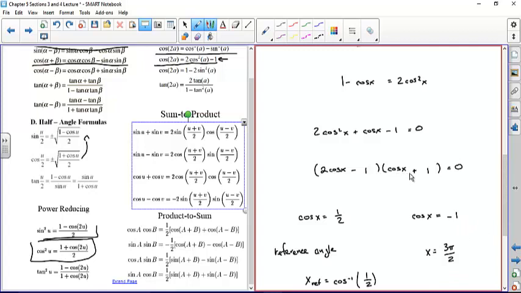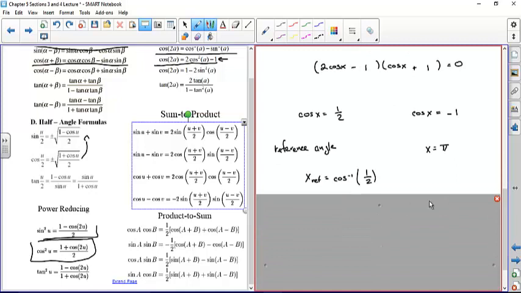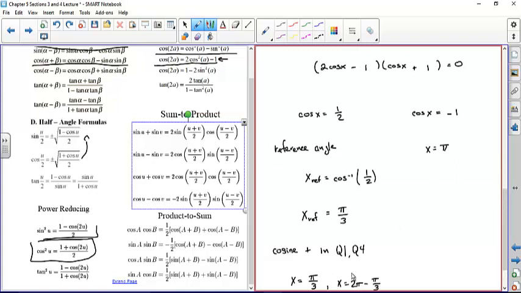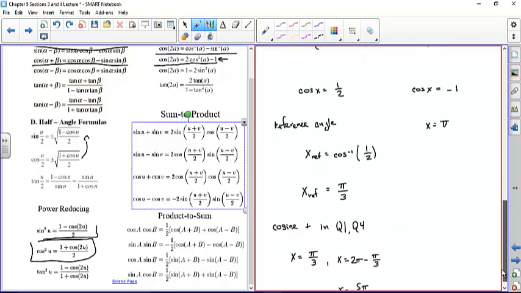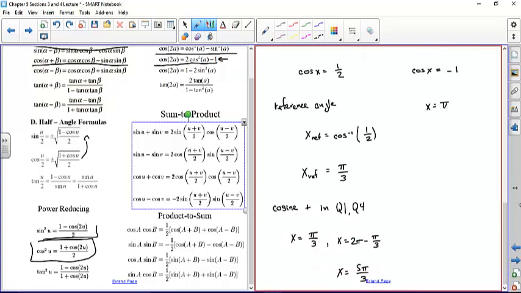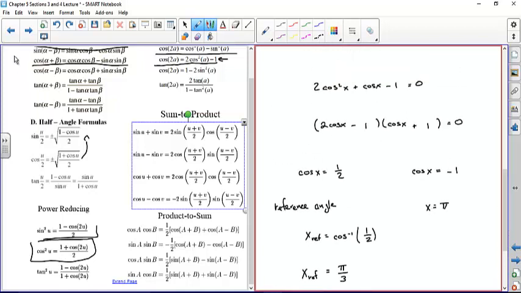So the cosine of x is negative 1 when, that's the x coordinate. I don't know why I put 3 pi over 2. That doesn't make any sense. That's going to be pi. And the cosine of x is a half. So you find the reference angle, which is pi over 3. You've got first and fourth quadrant solutions. We've done that before. So you get those two. And so that should be pi.